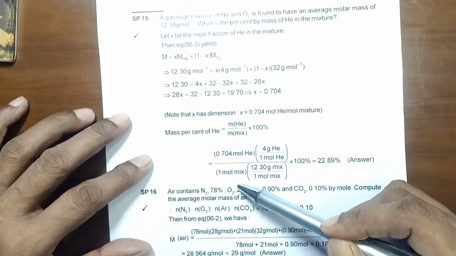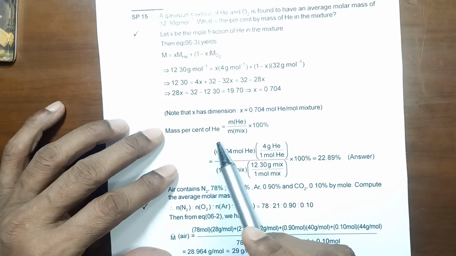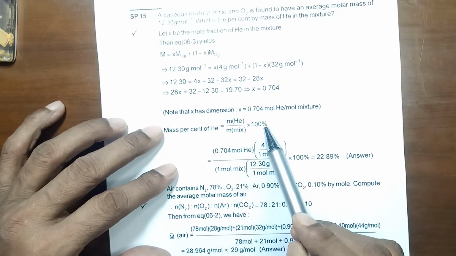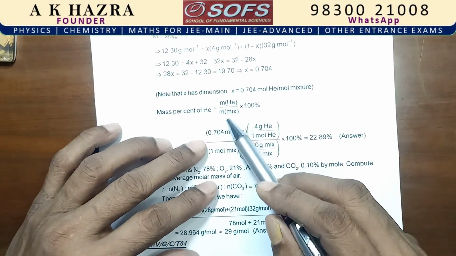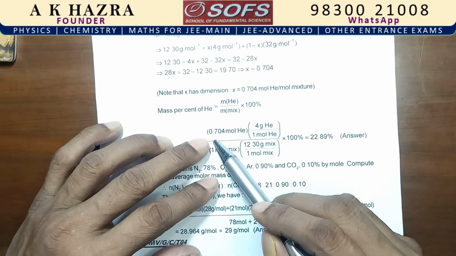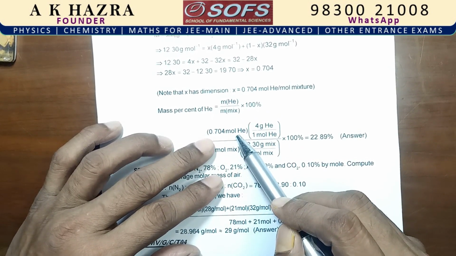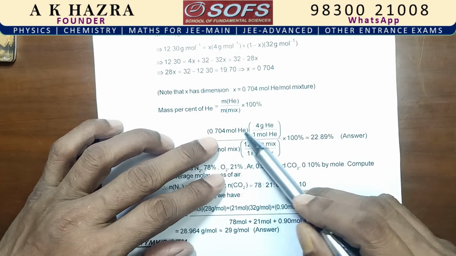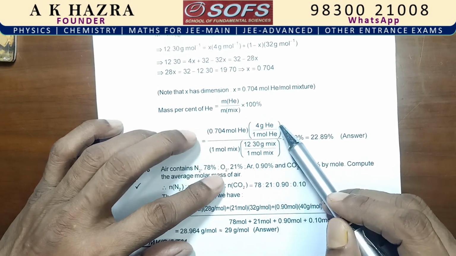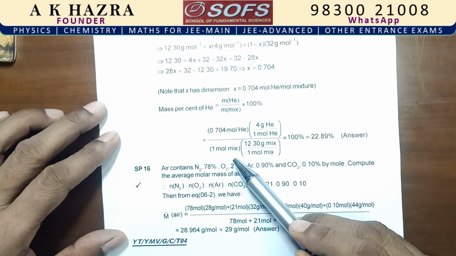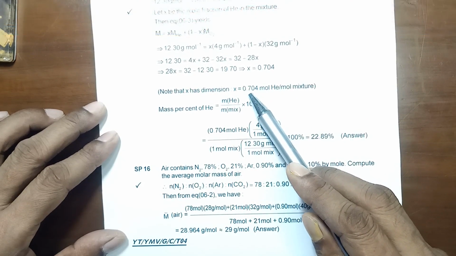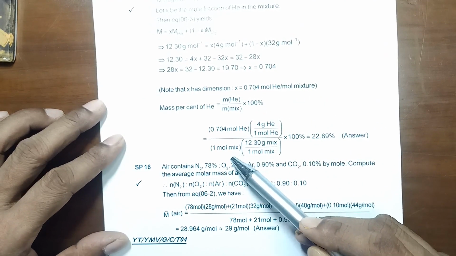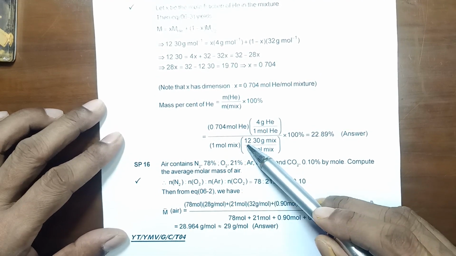It will help us to find the mass percent of helium. You see how: mass percent of helium equals what? Mass of helium by mass of the mixture into 100%. Now what is the mass of helium? Already the mole is given, 0.704 mole helium. Converted to mass, we know 4 gram helium per 1 mole helium. So mole helium cancels out. We will have the mass of helium, divided by, yes, 0.704 mole helium per mole mixture. So the mixture is 1 mole, and the average molar mass of the mixture is already given. 1 mole mixture is equal to 12.30 gram mixture.